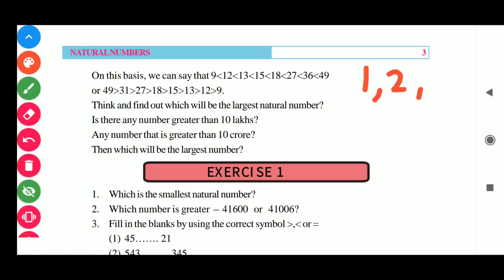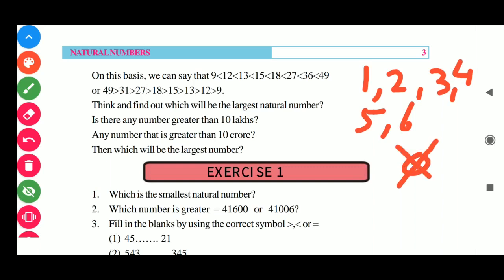2, 3, 4, 5, 6. But 0 is not a natural number. So our natural numbers exclude 0, only 1, 2, 3, 4, 5 and so on.